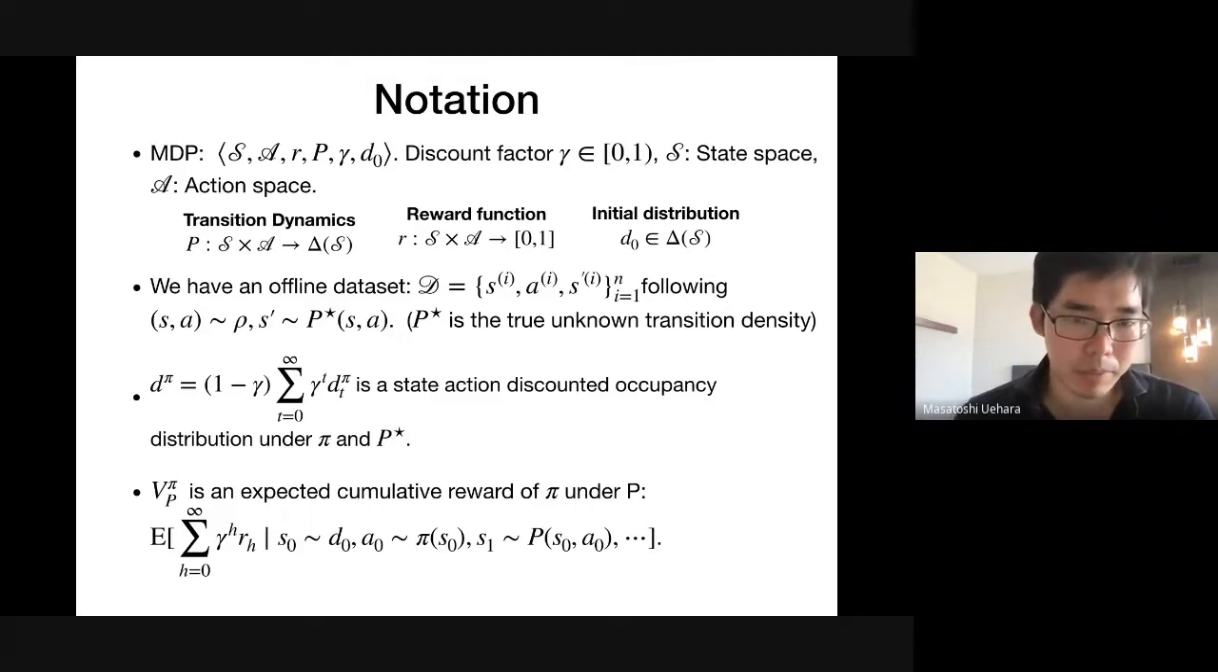For simplicity, I assume the reward function is known, but of course it can be unknown. The extension to the unknown reward function case is very easy. The third quantity I introduced is d pi, and this is the state action discounted occupancy measure under policy pi and p star. Another quantity is v pi p, which means the policy value of pi under transition dynamics p. In other words, it is an expected cumulative reward under policy pi and p. So the expectation is taken with S0 following D0, A0 following pi, and S1 following P. If you forget the notation, feel free to ask later.